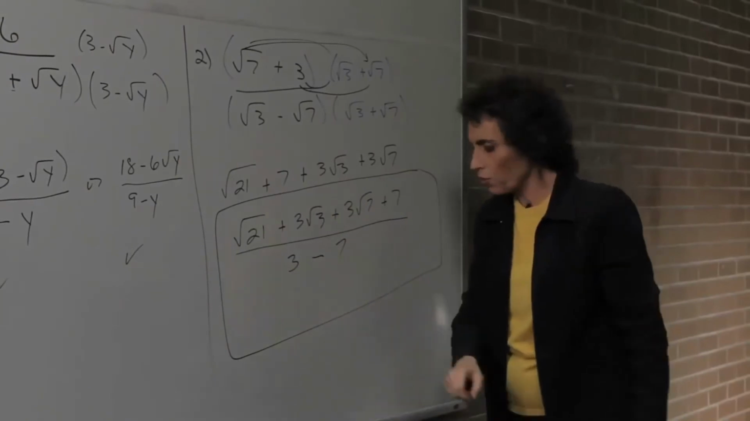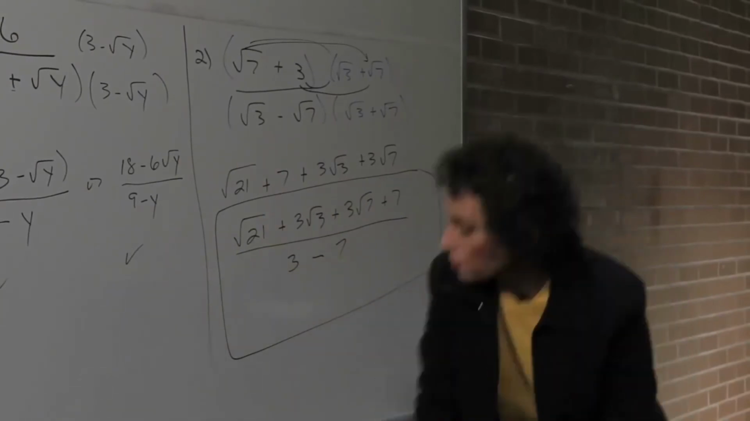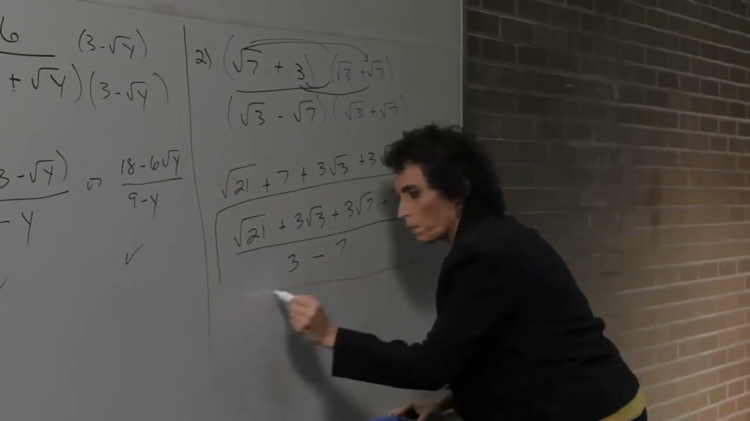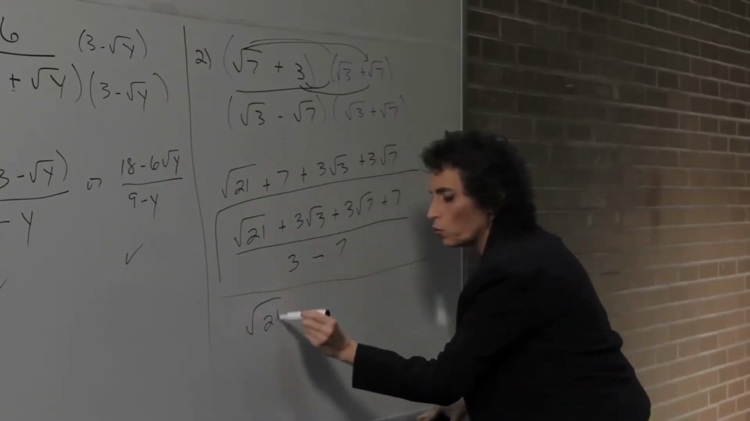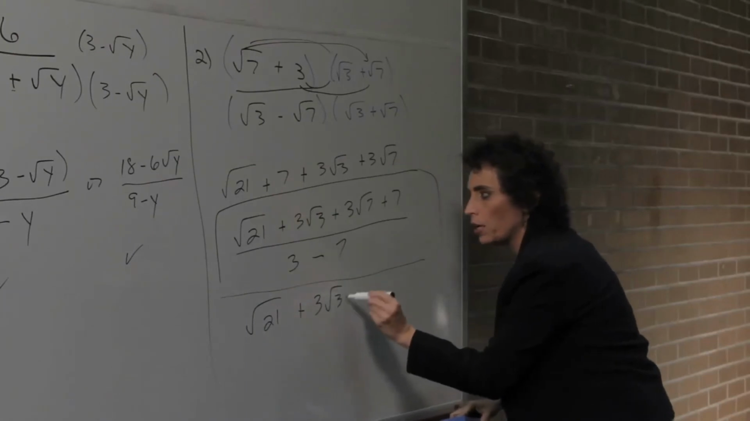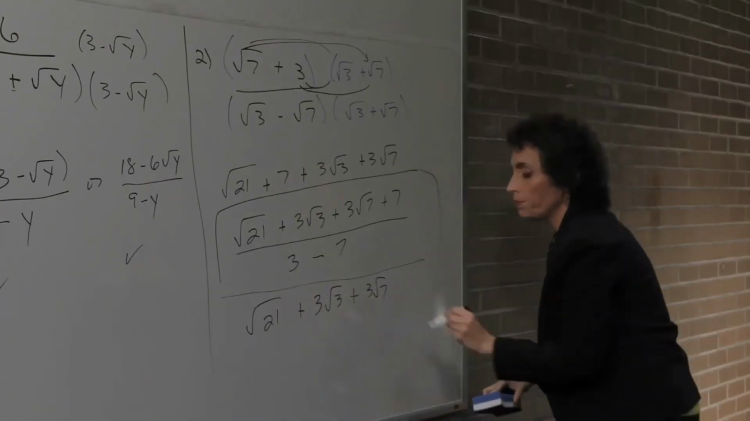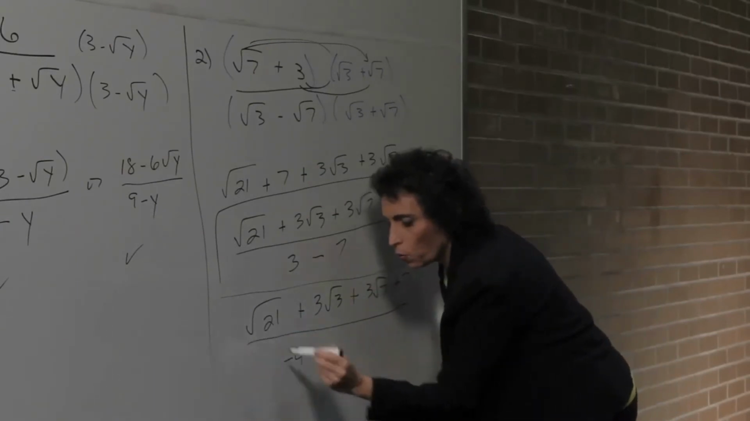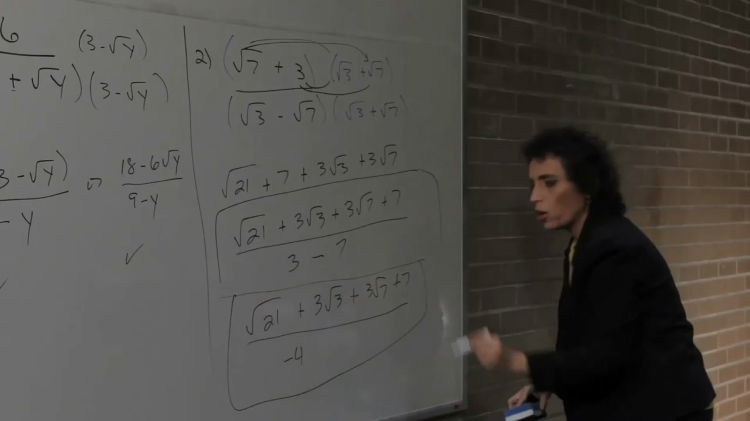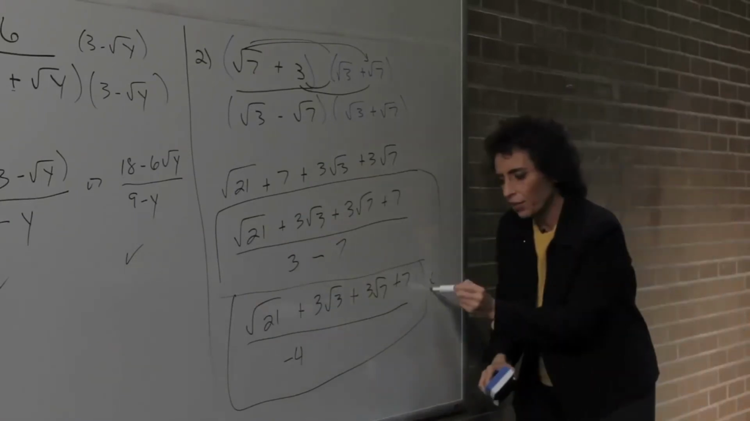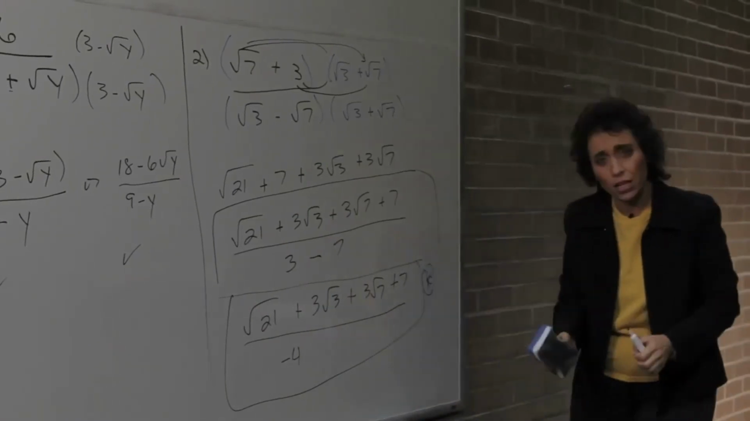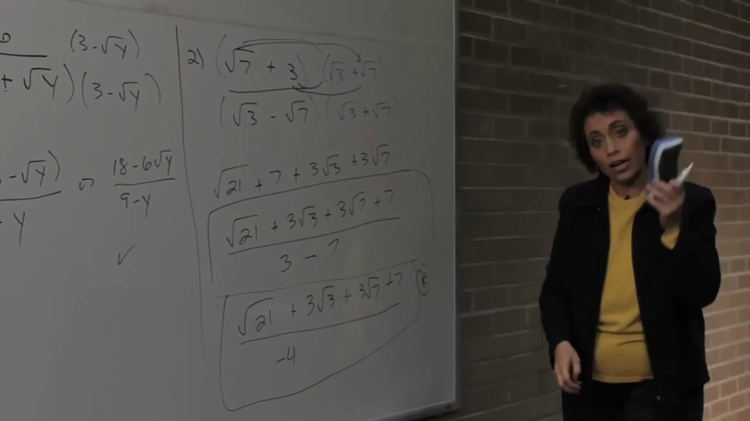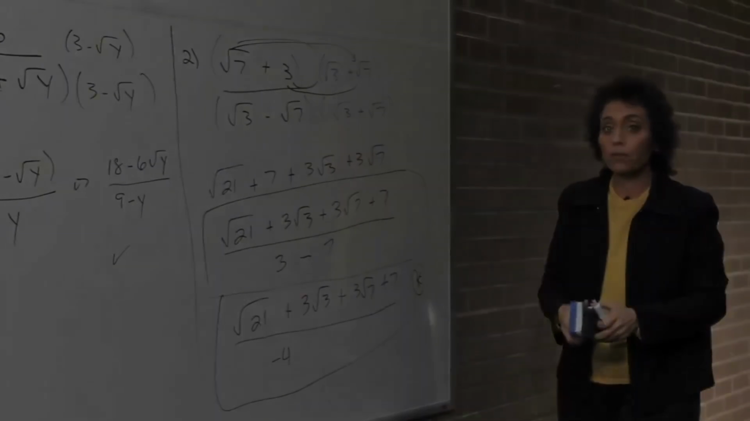So let me erase this so I can get that in there. My final answer, square root of 21 plus 3 square root of 3 plus 3 square root of 7 plus 7 all over negative 4. That is my final answer. My goal was to rationalize the denominator, and I've done that. Looks kind of messy, but I've done that. That's the end of this lesson, the end of this mod. Okay, you've completed elementary algebra.